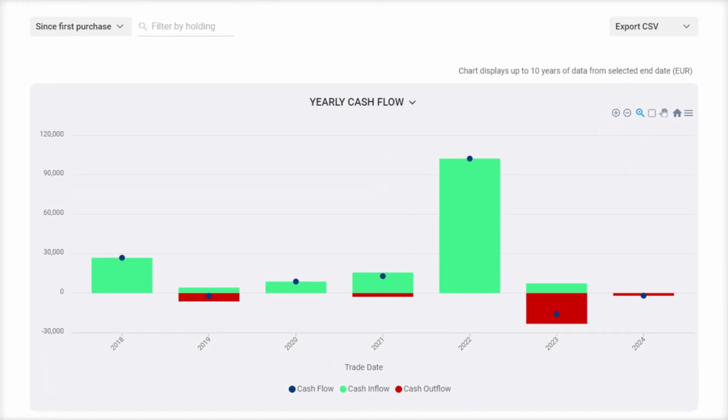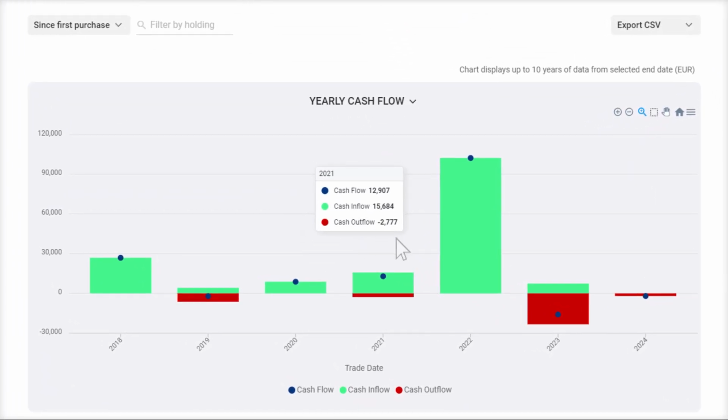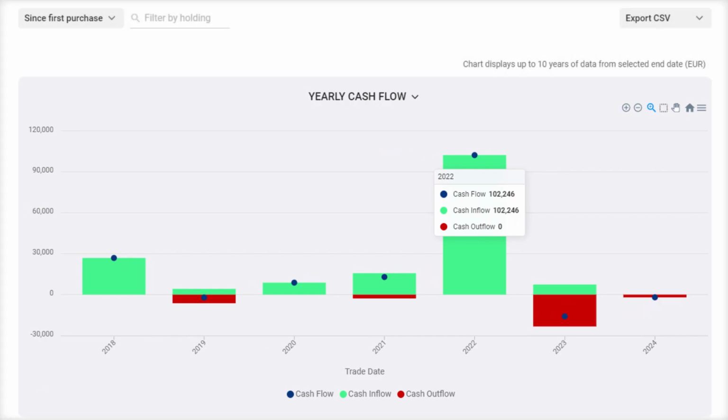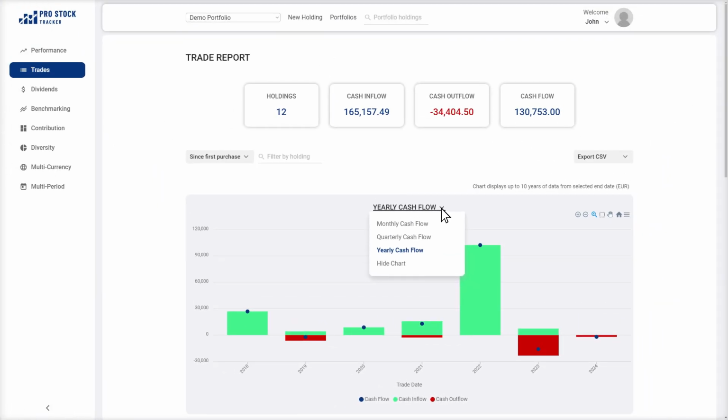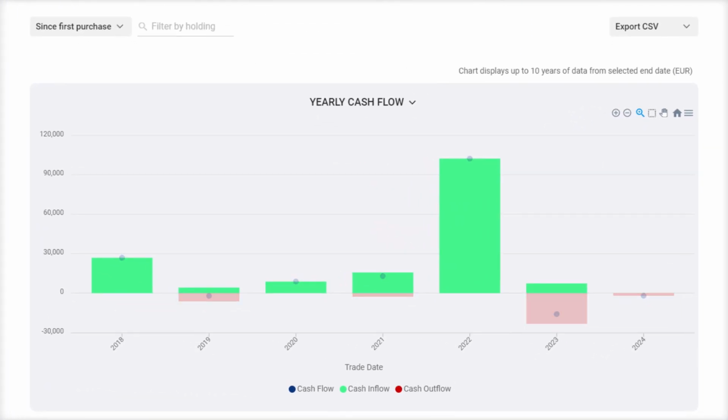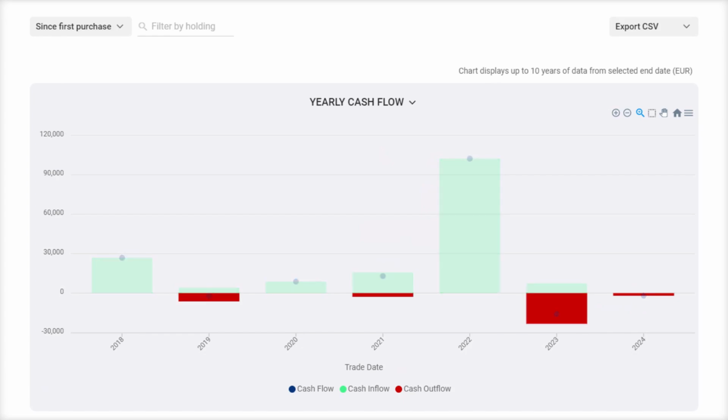Now, let's look at the chart, an interactive visualization depicting your portfolio or selected holdings cash flow over time. You can toggle between monthly, quarterly, or yearly views to see how your trading activities have impacted your cash position. Notice that the chart uses green bars for cash inflows, money invested in your portfolio, red bars for cash outflows, money withdrawn from your portfolio, and a blue dot for the resulting net cash flow.